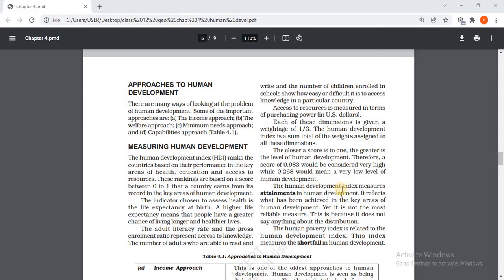The Human Development Index measures attainments in human development. It reflects what has been achieved in the key areas of human development. Yet, it is not the most reliable measure. This is because it does not say anything about the distribution. The Human Poverty Index is related to the Human Development Index. This index measures the shortfall in human development.